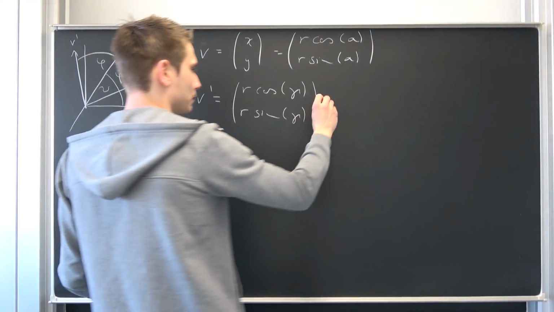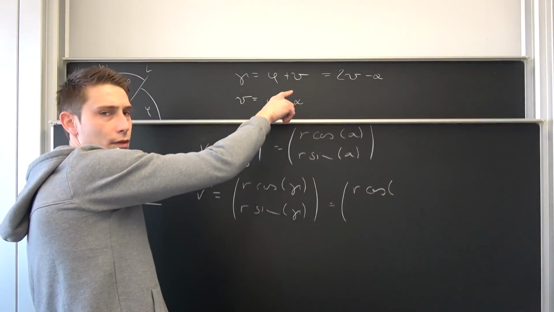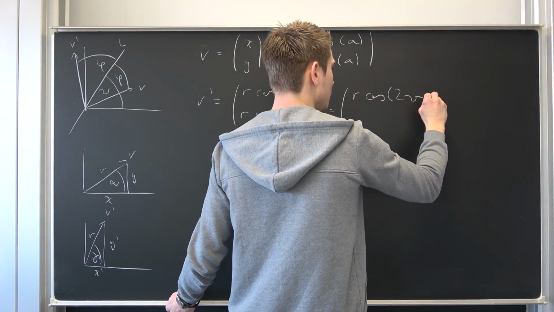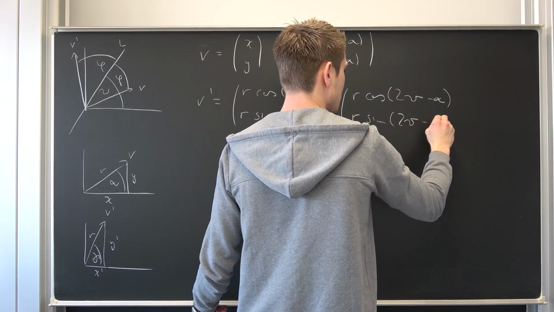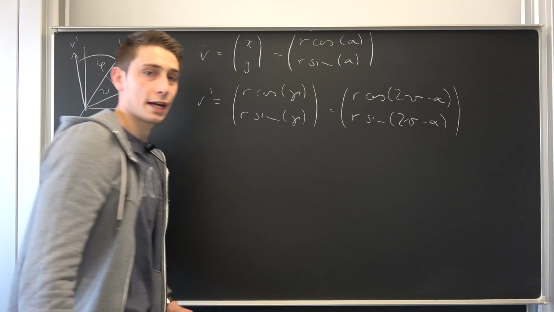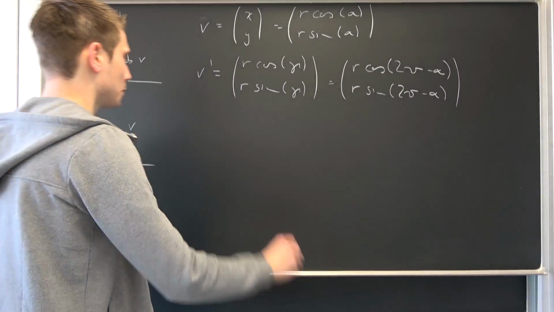We can plug this into here. This is nothing but r times the cosine of, okay, 2 times theta, the reflection angle, minus alpha, and r times the sine of 2 times theta minus alpha. And just like with our rotation matrix, we can actually use addition formulas right here.